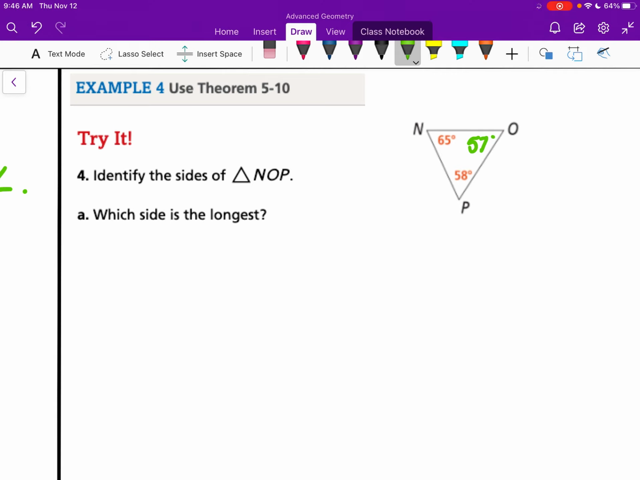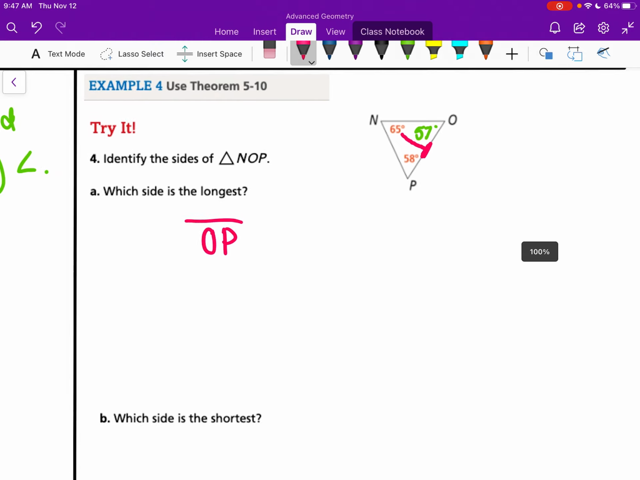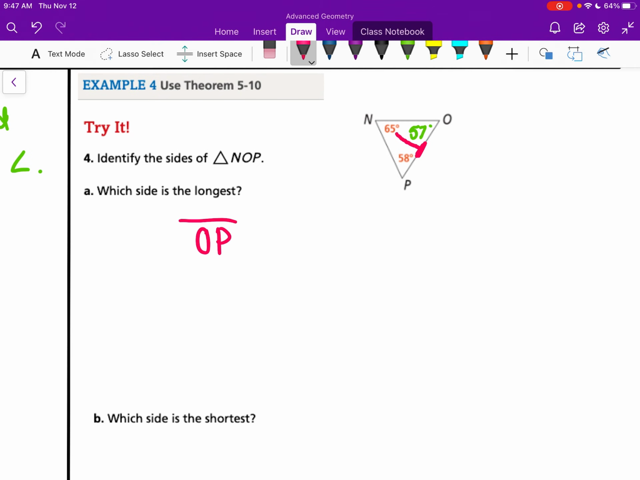Well, that is opposite of our largest angle. So if our largest angle is this 65 degrees, then the longest side is OP. And we're going to write that alphabetically. I wouldn't write PO. We want to keep that in alphabetical order when we're talking about the lengths. And if we wanted to find the shortest, well, that's going to be across from our smallest angle. So out of the 3, the smallest angle is this 57 degrees. The side across from that is side NP. Just like that. If you can find the largest or the shortest side or angle, you can find the corresponding part.